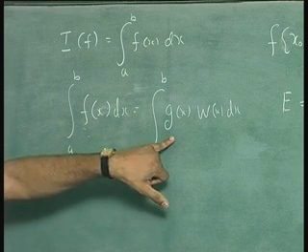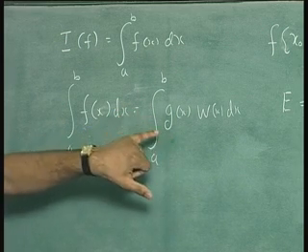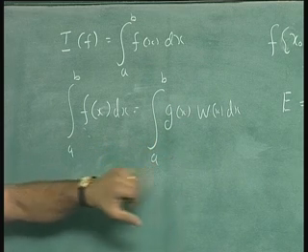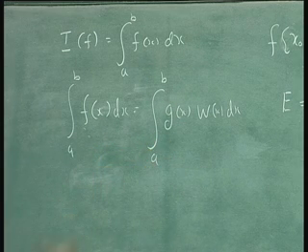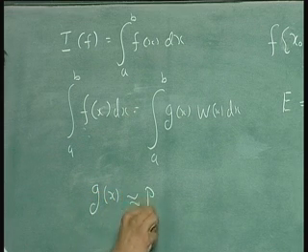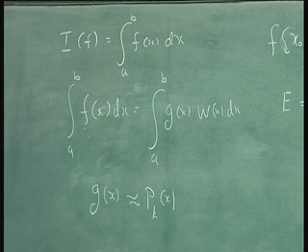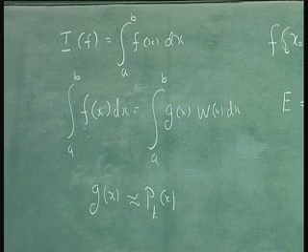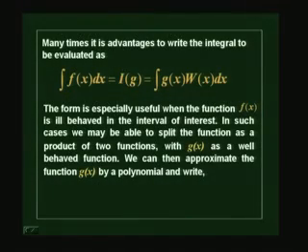So now g of x we are going to approximate by a polynomial pk of x, a kth order polynomial. That is what we are going to do. So we will write I of g as the integral of g of x w of x dx. When we say I of f, we did not have the w, so just to distinguish from that, we write I of g when we say that it is g of x w of x dx.